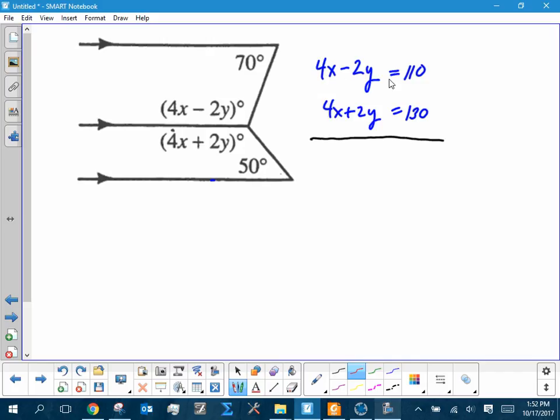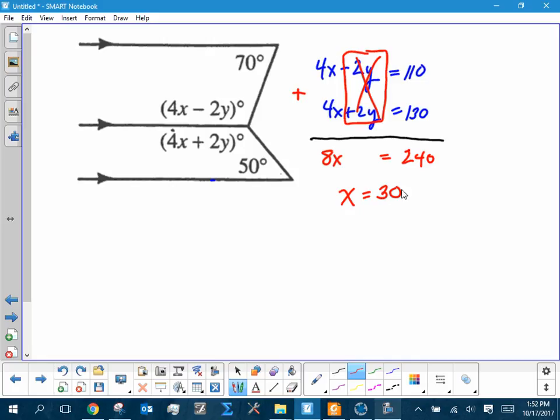Because those both have two variables in them, and I've stacked those variables, x's on top of x's, y's on y's, and constants on constants, I'm going to add straight down. And how many x's do you end up with? 8x. What happens to these y's? They cancel out, okay? So they're gone. And then if I add my constants together, I get 240. So now x goes into 240 30 times, okay?